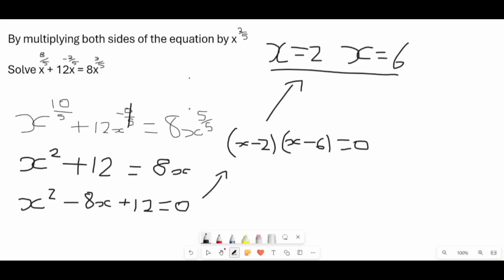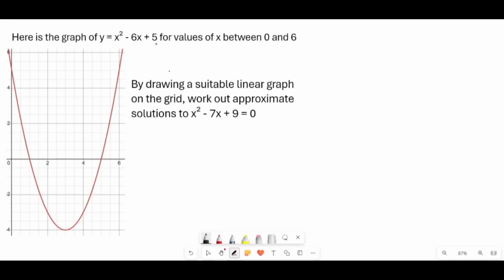Alright, so here's a question with a graph that I've screenshotted directly from Desmos. Here is the graph of y equals x squared minus 6x plus 5 for values of x between 0 and 6. By drawing a suitable linear graph on the grid, work out approximate solutions to x squared minus 7x plus 9 equals 0. So what we're going to do here is take the graph function and take away the other one. So remember, that graph take away other. So we're going to do it here.